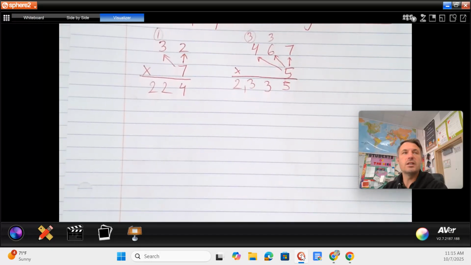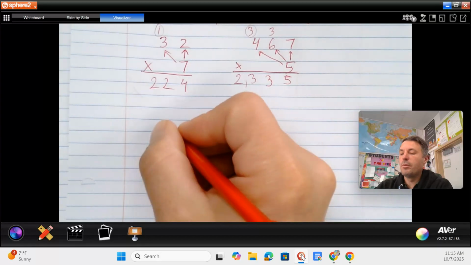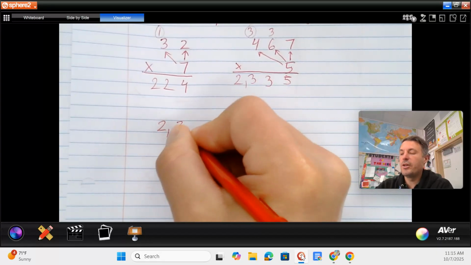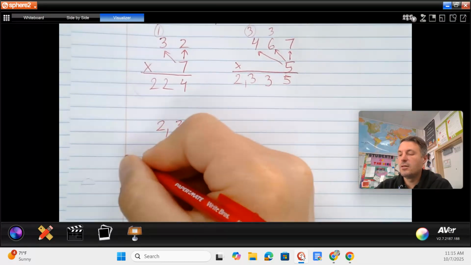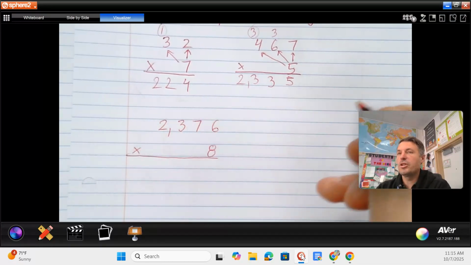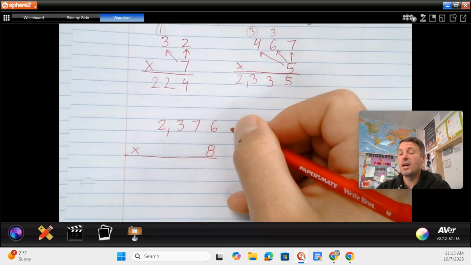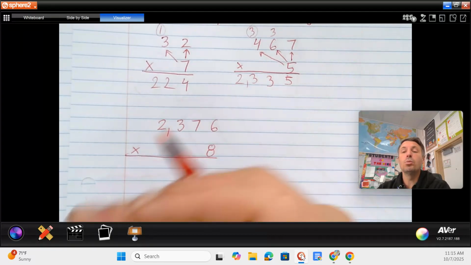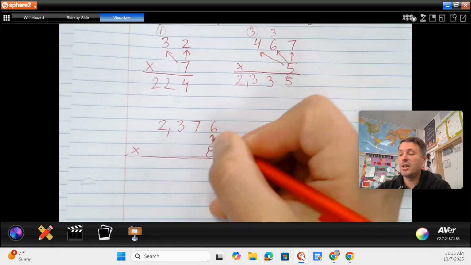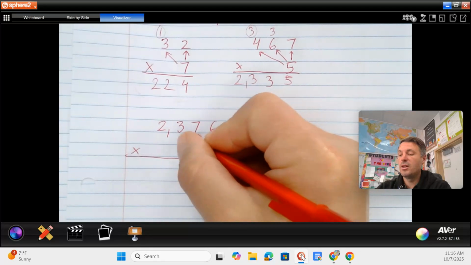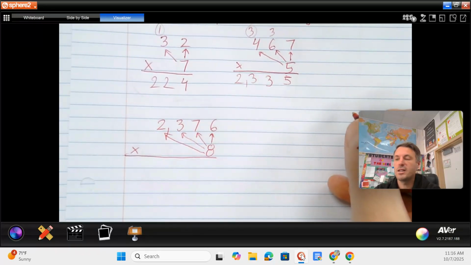Let's look at another example. Let's do an even bigger number on top this time. Let's do 2,376 times 8. So again, we just multiply the bottom number by all the numbers on top, one at a time, starting on the right and moving over to the left and regrouping when necessary. So we do 8 times 6, then we do 8 times 7, then we do 8 times 3, and we do 8 times 2, and we regroup when necessary.